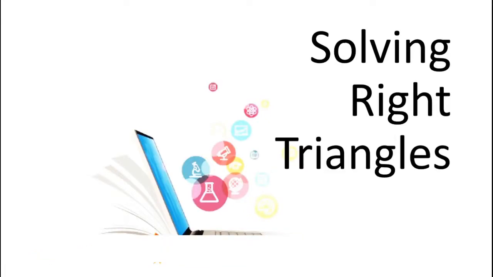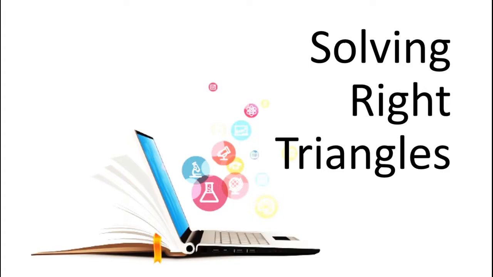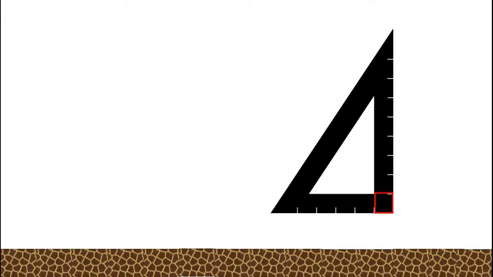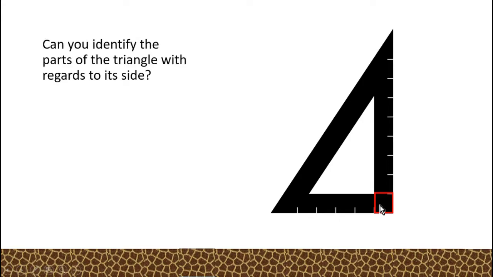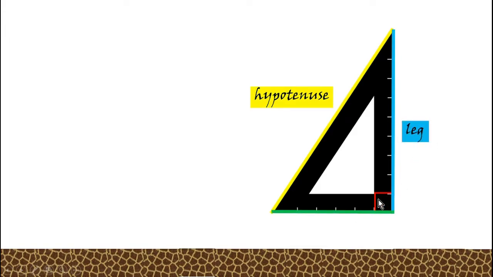Solving right triangles. To solve a right triangle means to find the measures of the three sides and the measures of the two acute angles. Consider this triangle. The red box indicates the right angle. Can you identify the parts of the triangle with regards to its side? The yellow side, which is opposite to your right angle, is what we call the hypotenuse. And the blue side and green side are the other two legs of your right triangle.